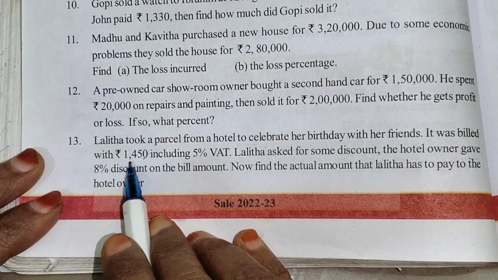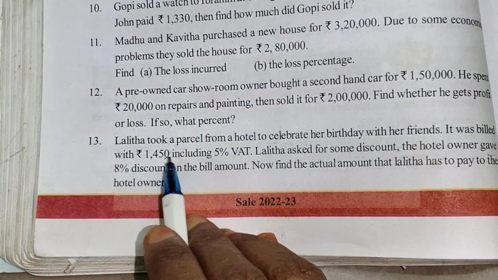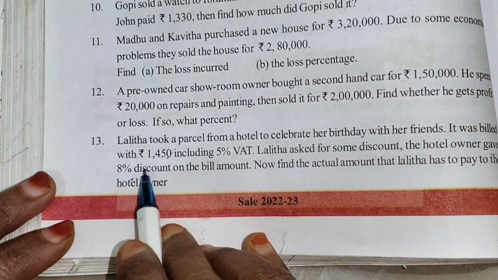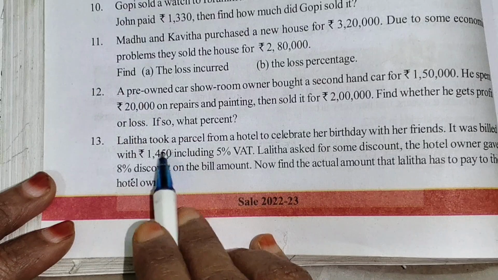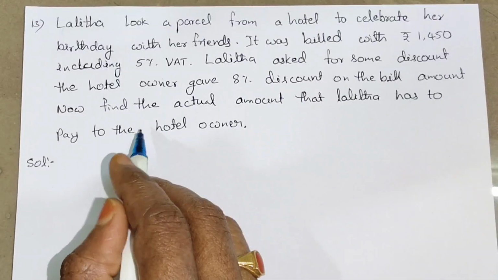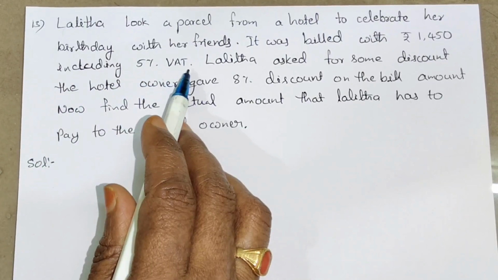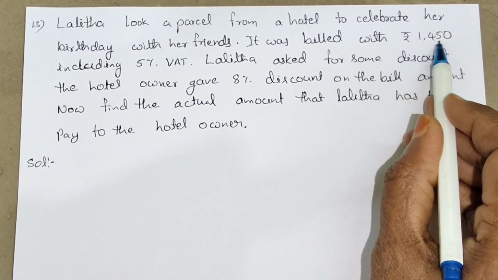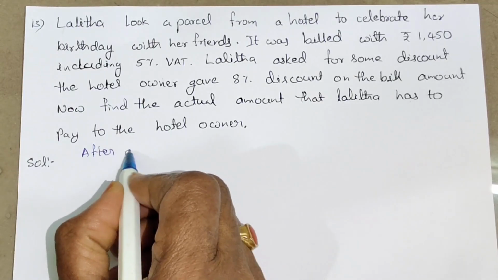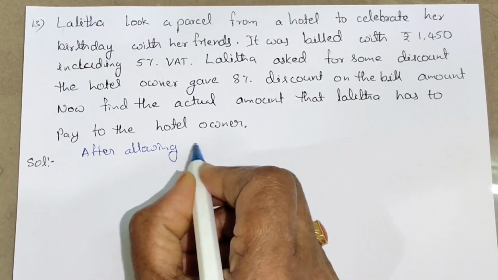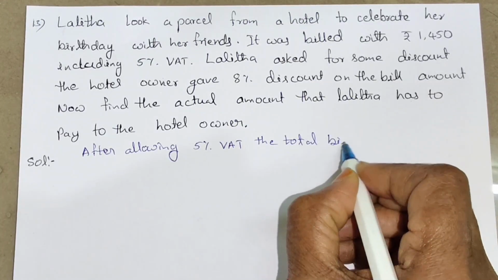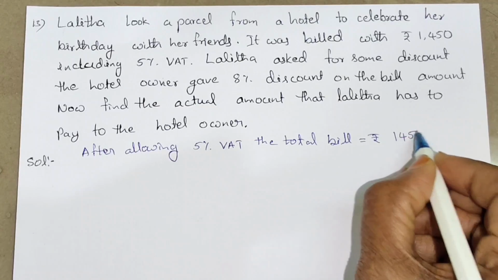The final bill is 1450 rupees, after she asked for an 8% discount. So here we find the 8% discount amount and subtract it from the total amount. Including 5% VAT, the total bill is equal to 1450 rupees.